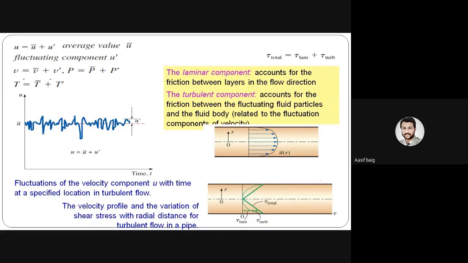The laminar component accounts for the friction between layers in the flow direction, and the turbulent component accounts for the friction between the fluctuating fluid particles and the fluid body, related to the fluctuation component of the velocity. Here we can study the velocity change in the case of laminar flow and turbulent flow: the fluctuation of the velocity component u with time at a specific location in the turbulent flow, the velocity profile, and the variation of shear stress with radial distance for turbulent flow in a pipe.